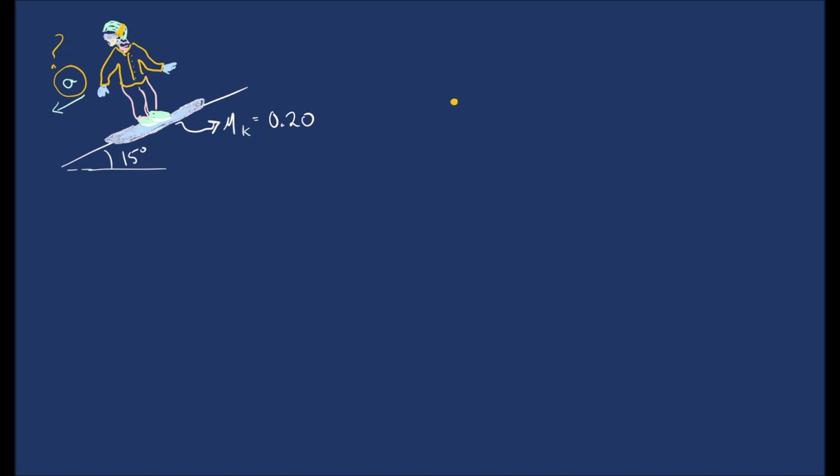We know there's a force of gravity acting straight downward, right? Force of gravity acting down. We have a normal force acting on the snowboarder right here because she's in contact with the slope. That's the normal force. There is a kinetic friction force slowing her down, acting up the incline. And those are the forces acting on her.